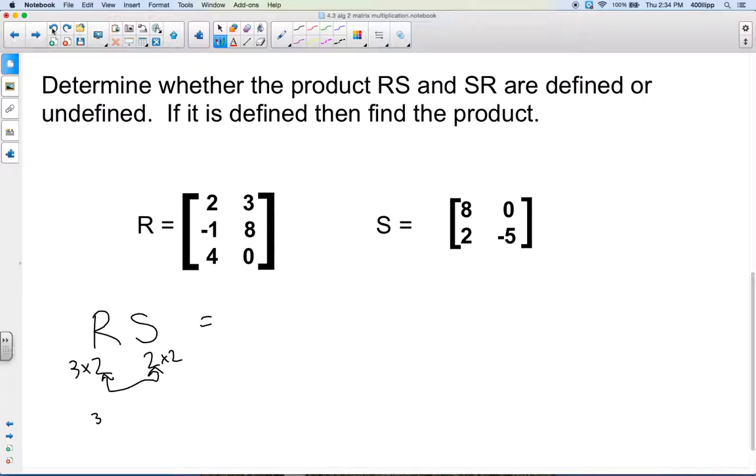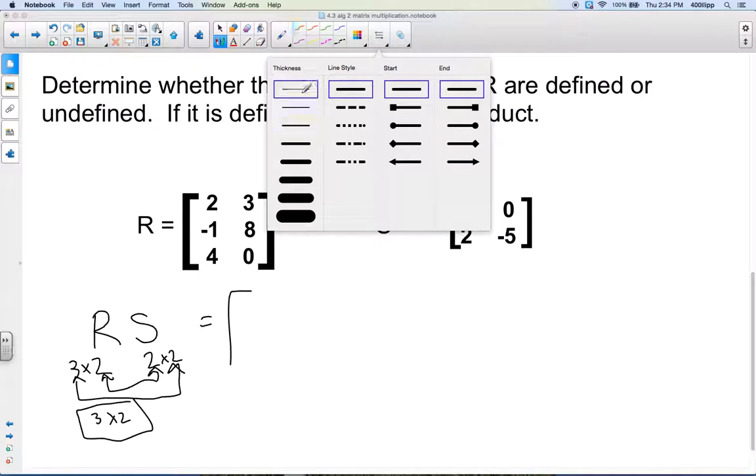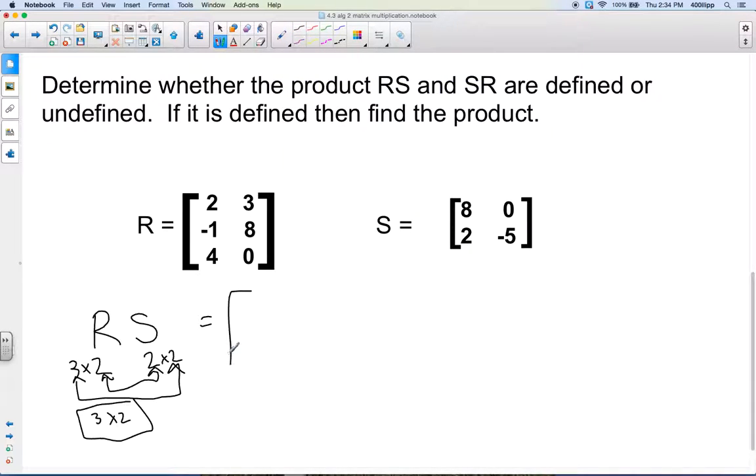I wanted to erase this so that I had a little bit more room. There we go. We are going to make this nice and big so that we can make 3 rows and 2 columns here and multiply it out. So I'm going to take first row, first column here. Multiplying that out, I'm going to go 2 times 8 is 16. 3 times 2, so plus 6.